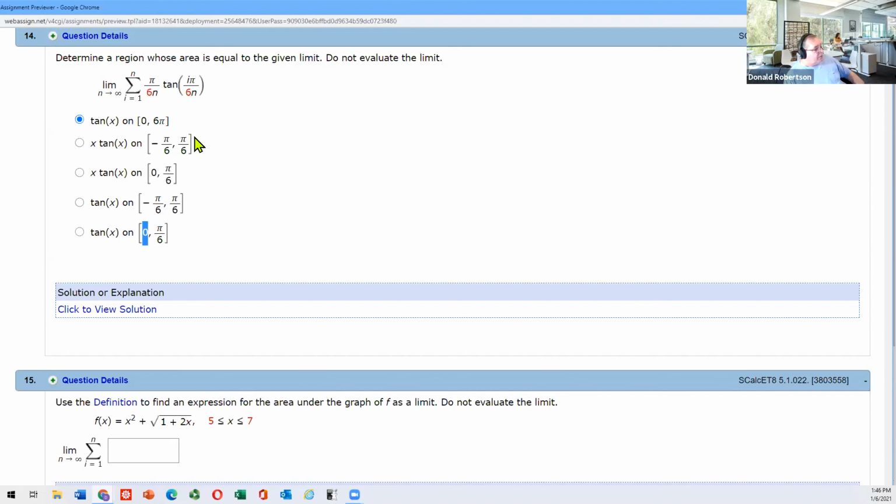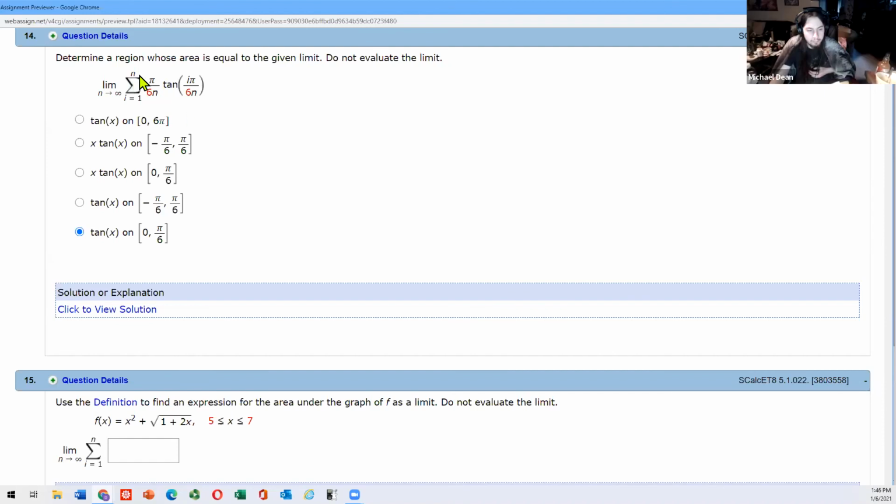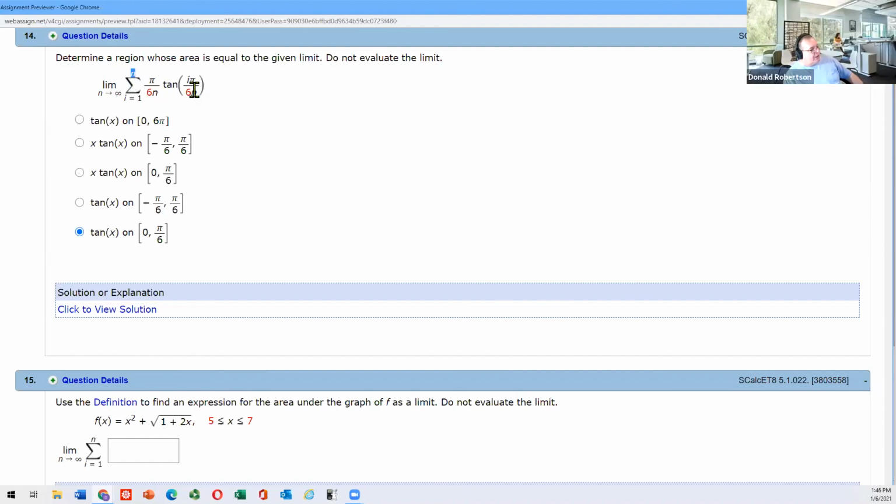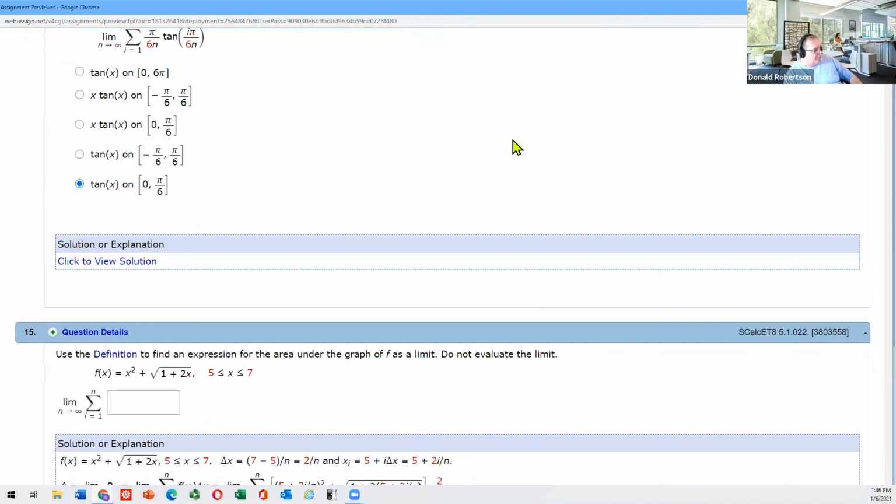So last bit, does it finish with a 6 pi or does it finish with a pi over 6? The last number here is n. If you make this fella I and n, the n's cancel and you're left with pi upon 6. So that makes it that one. So we've just done question 14 homework. It ends up being the bottom one.